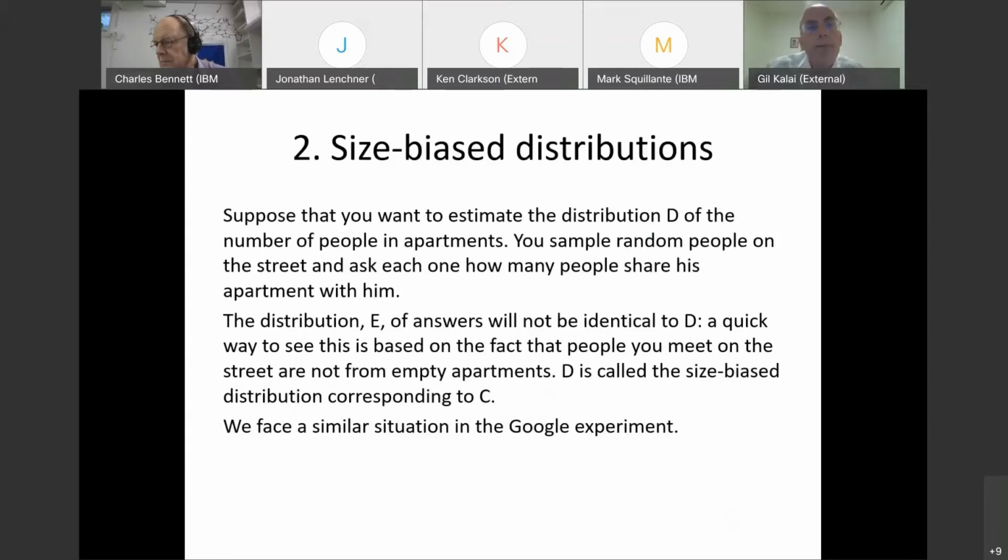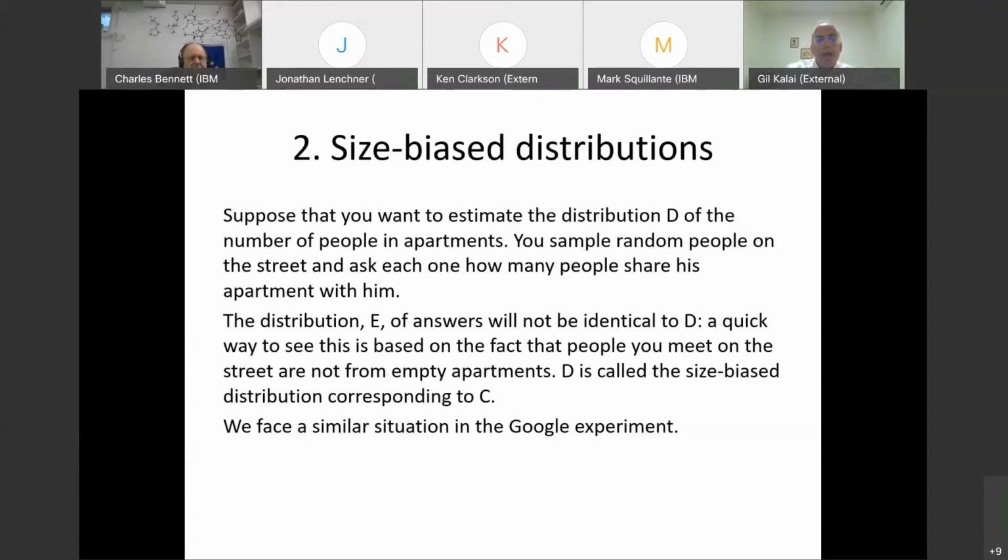Now I want to tell you the second snapshot, called the size bias distribution. Suppose that you want to estimate the distribution D of the number of people in apartments. You sample random people on the street, or, if you think that is not a good sample, you find the perfect way to sample the population, and ask each one how many people share the apartment. The distribution E of the answers will not be identical to D. A quick way to see this is that the people you meet on the street are not from empty apartments. So the new distribution E is biased toward the large values of the distribution D. This is a very nice correspondence, and E is called the size bias distribution corresponding to D.